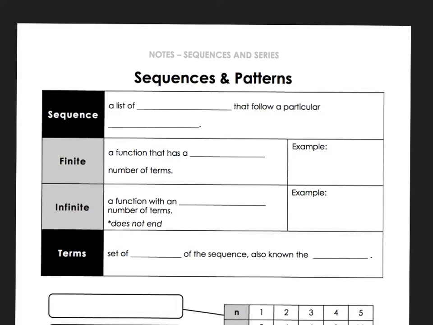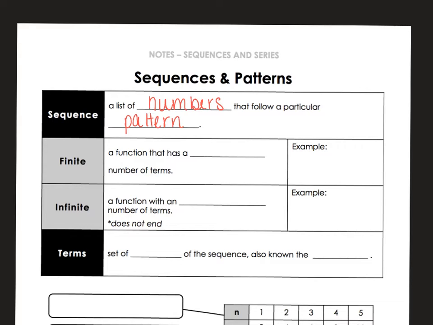So here we go. First off, we have a little bit of vocab here, and we just need to figure out what a sequence is. A sequence is a list of numbers that follows a particular pattern. So it's a list of numbers that follow a particular pattern, and we have two different kinds of this.